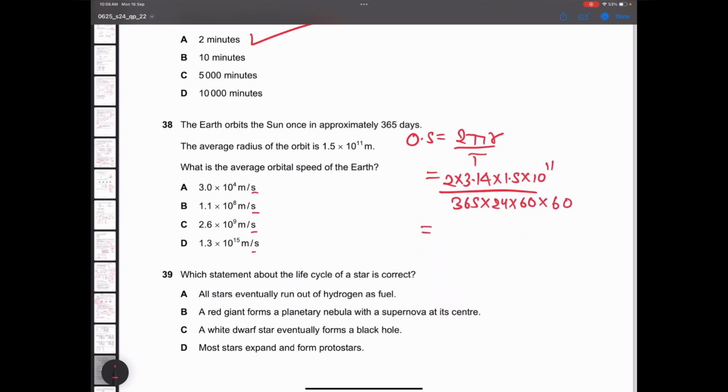So now let's try to solve this complex value. Two times 3.14 times 1.5 is 9.42 into 10 to the power 11, divided by 365 times 24 times 60 times 60. Very unique number. Let me try again. 365 times 24 times 60 times 60.